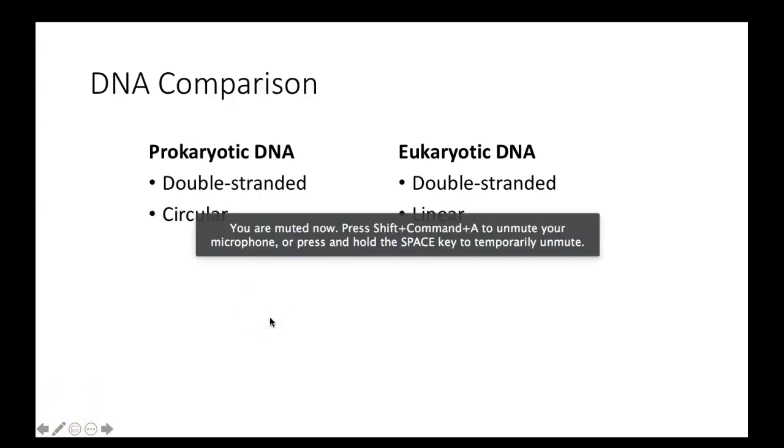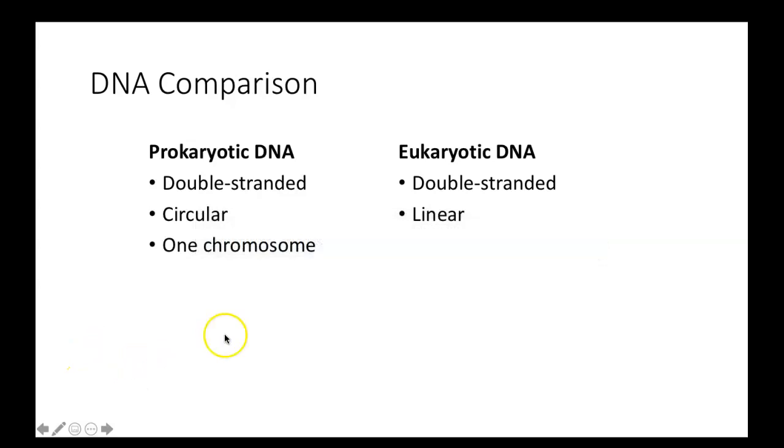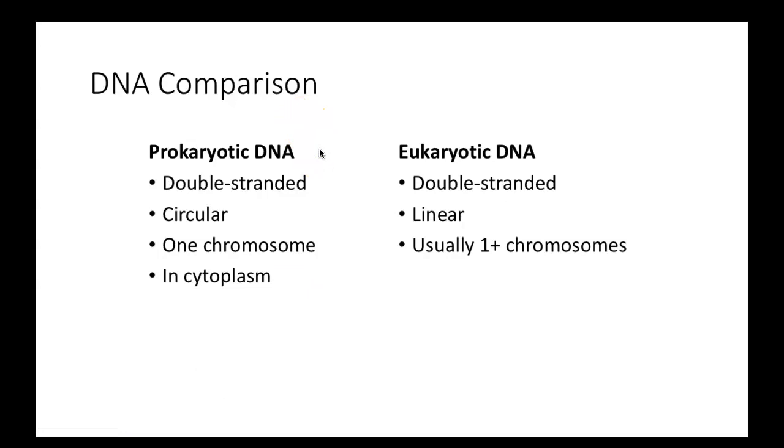And in eukaryotes, the chromosome is actually linear. In prokaryotes, they only have one chromosome, and that's what makes it circular. There's just one circular chromosome. Eukaryotes are usually going to have more than one, so more than one chromosome in eukaryotes. The DNA of prokaryotes is found in the cytoplasm, and in eukaryotes it's found in the nucleus.